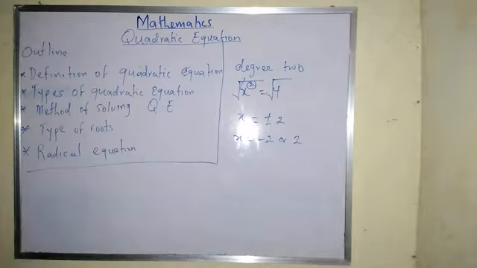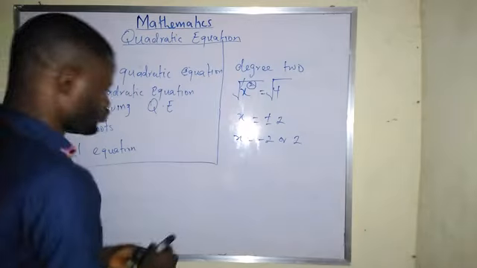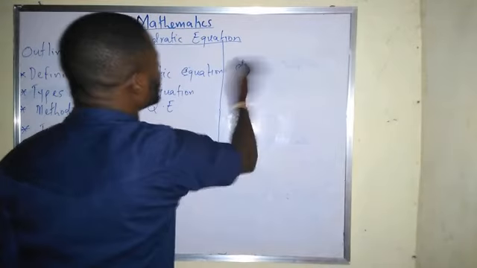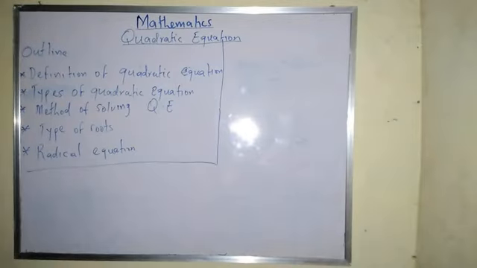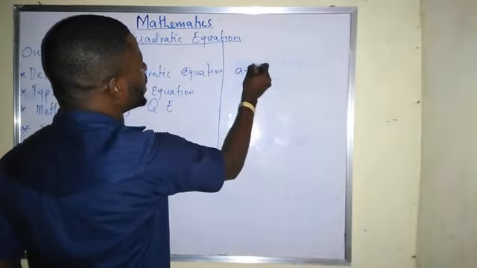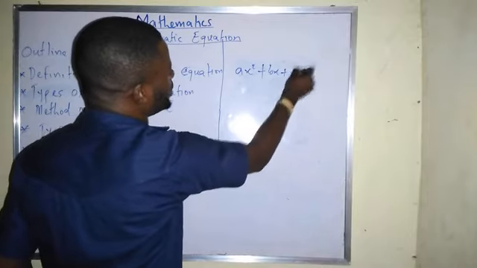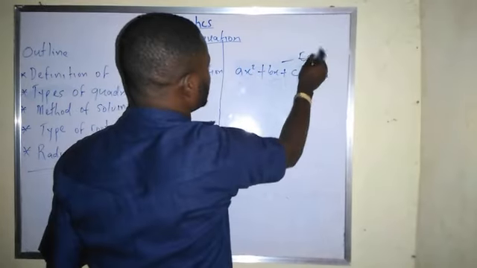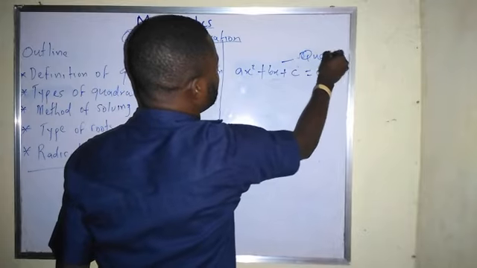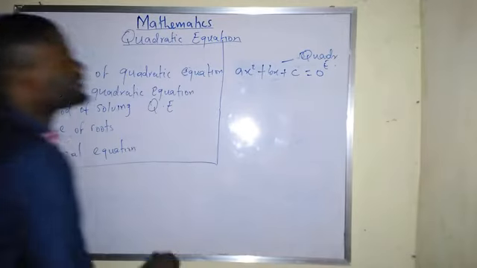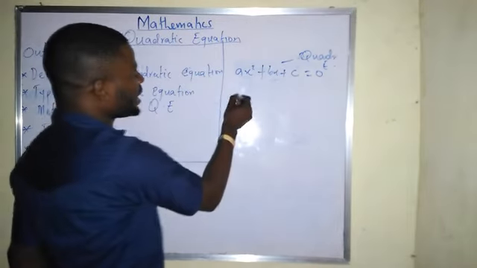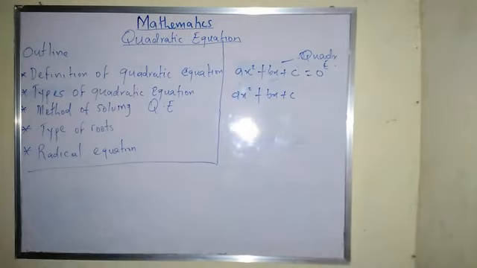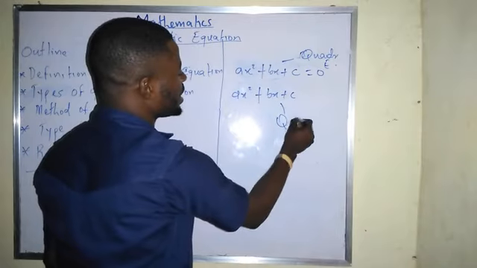Quadratic equation is all about degree 2. Now it can be a quadratic expression or a quadratic equation. If it is a quadratic equation, we have ax squared plus bx plus c equals 0. If it is a quadratic expression, it will be ax squared plus bx plus c.